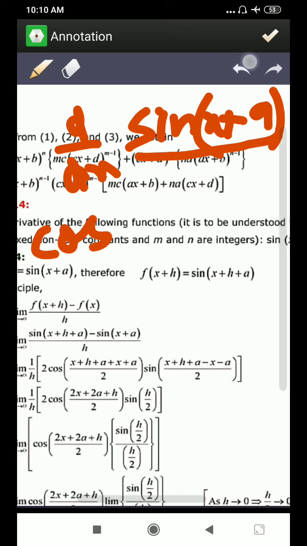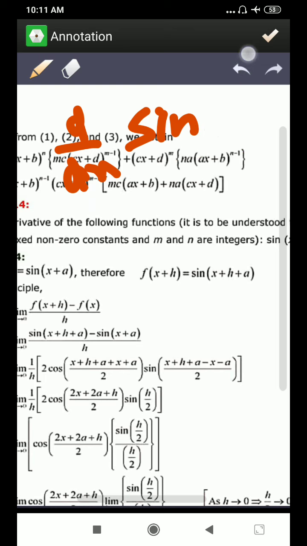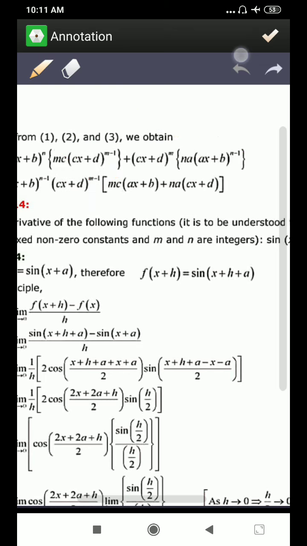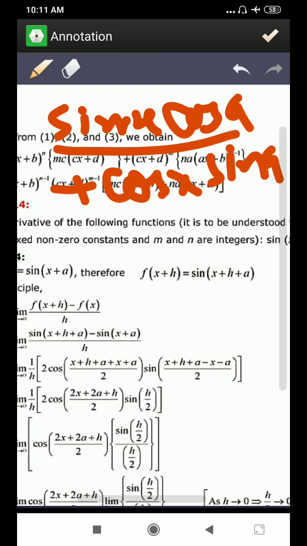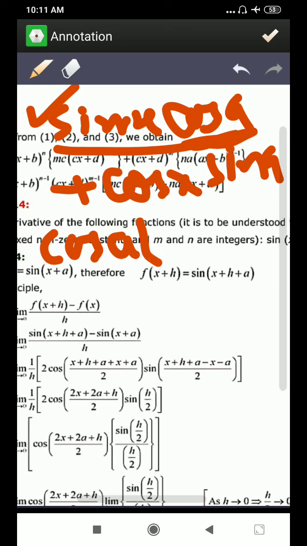Or sin(x + a), you can differentiate by applying the formula of sin(a + b). So what will be that? It is sin x cos a plus cos x sin a, you know. We'll differentiate this first, sin x cos a. Okay, so cos a is a constant, you keep it as it is. And you have to differentiate sin x. So I will write cos a into (sin x)'.